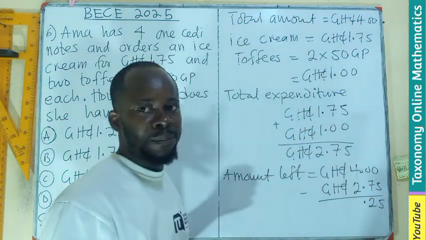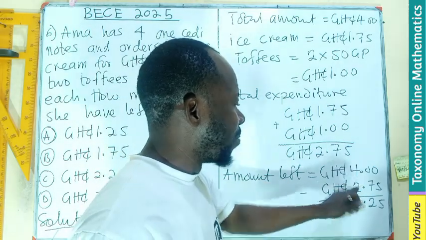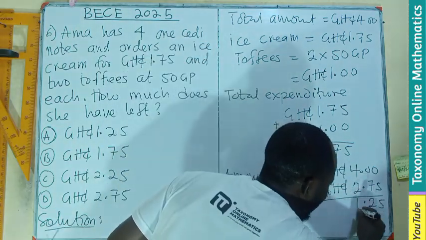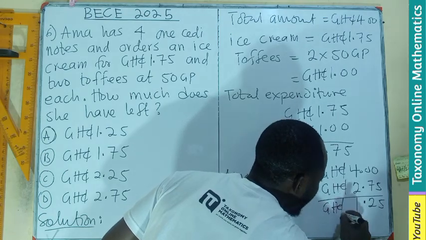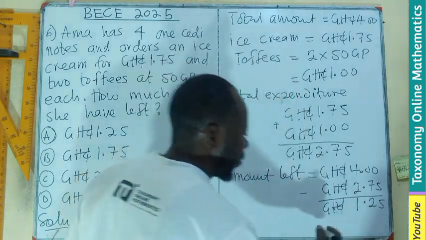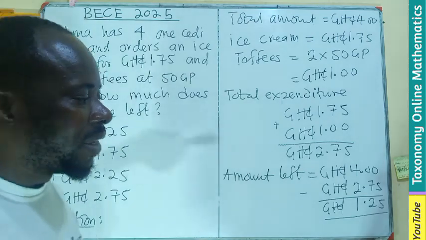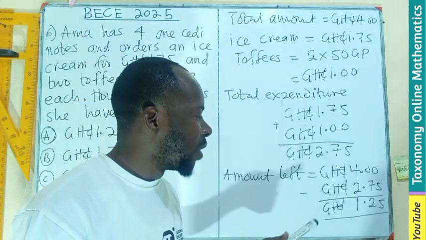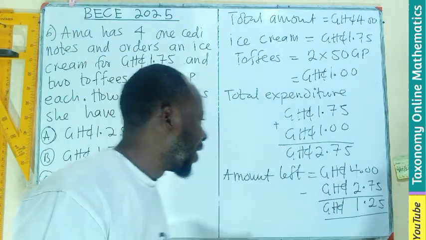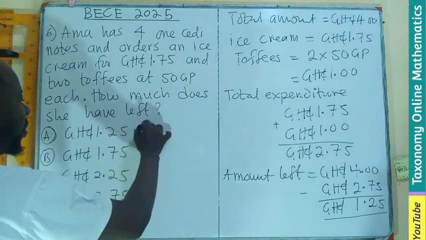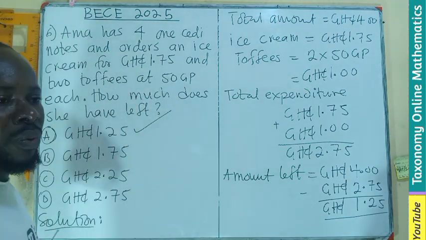We are left with 3 there, right? Then 3 minus 2 gives you 1. So I'll have 1 here. So the total amount that is going to be left as change will be 1 Ghana cedi 25 pesos. So that when we add these, you get 4 cedis. So what do we have? 1 cedi 25 pesos as the correct option.